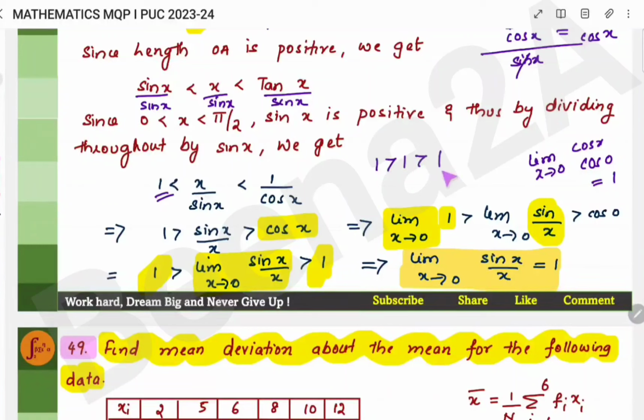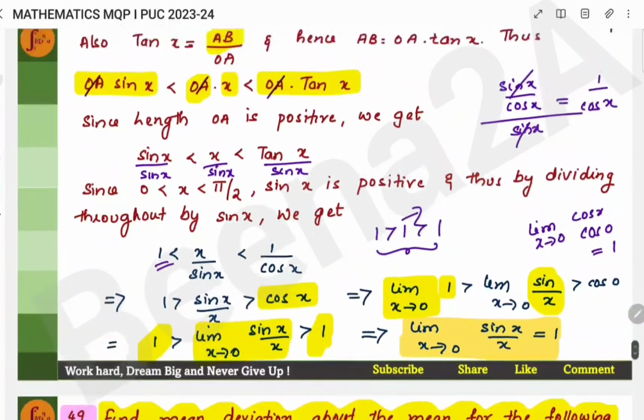1 greater than 1 greater than 1, right? Only then this equation can be satisfied. Therefore, limit x tending to 0 of sin x by x is equal to 1. So we have proven this theorem.